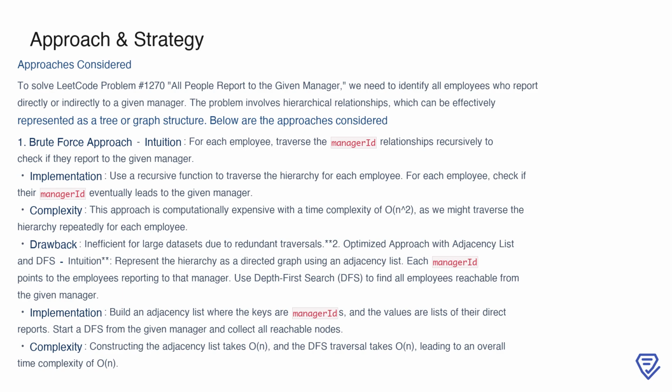Recognizing this inefficiency, we explored a more optimized approach using an adjacency list combined with depth-first search, or DFS. By creating an adjacency list, we represent the hierarchy as a directed graph where each manager points to their direct reports. Then, we use DFS to traverse the graph starting from the given manager, collecting all reachable nodes. Constructing the adjacency list takes O(n), and the DFS traversal also takes O(n), resulting in an overall time complexity of O(n). This approach avoids redundant computations, making it far more efficient than brute force.